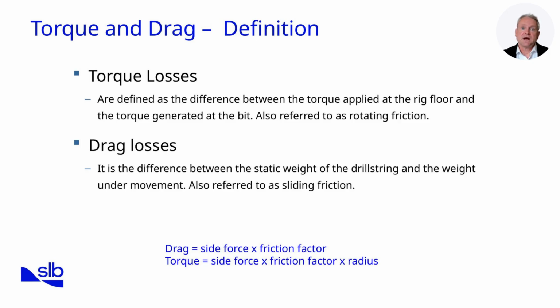Torque must be carefully monitored because excessive torque can lead to stuck pipe, drill string failure, or reduced efficiency at the bit. Drag, on the other hand, is the axial resistance encountered when moving the drill string vertically, either running in hole, RIH, or pulling out of hole, POOH. Drag arises due to sidewall contact forces and cuttings accumulation and is strongly influenced by the well trajectory. Deviated wells experience higher drag because the string is forced against the borehole wall, creating more contact area and friction.